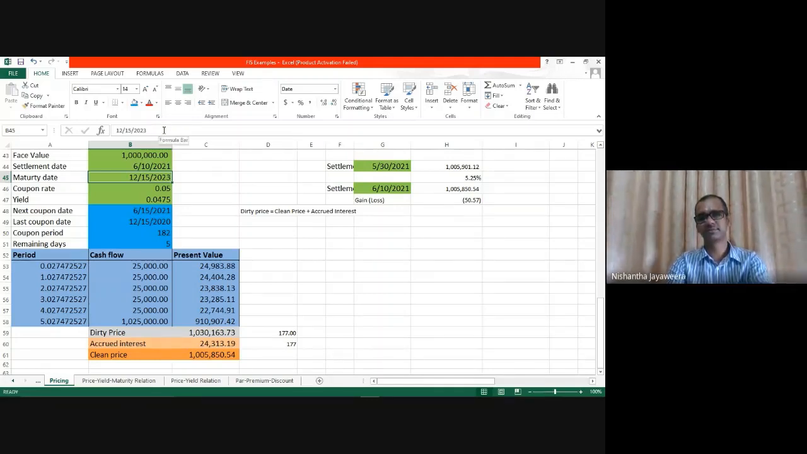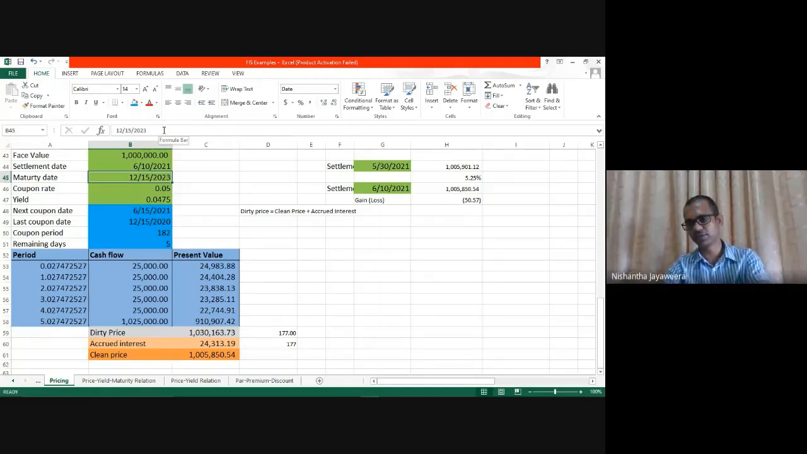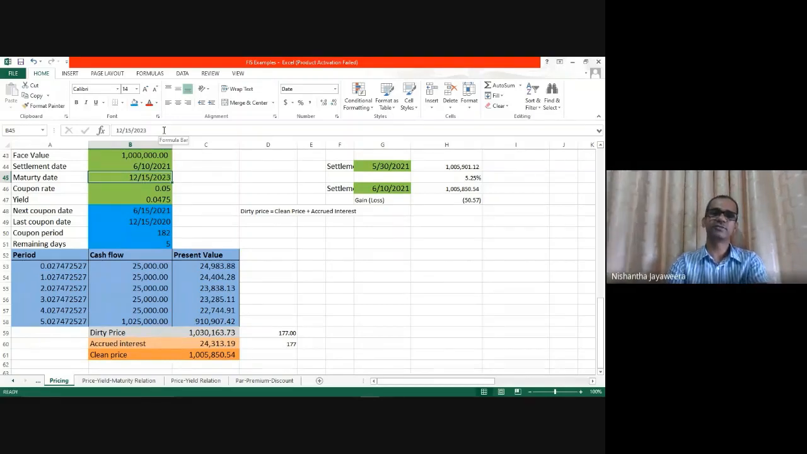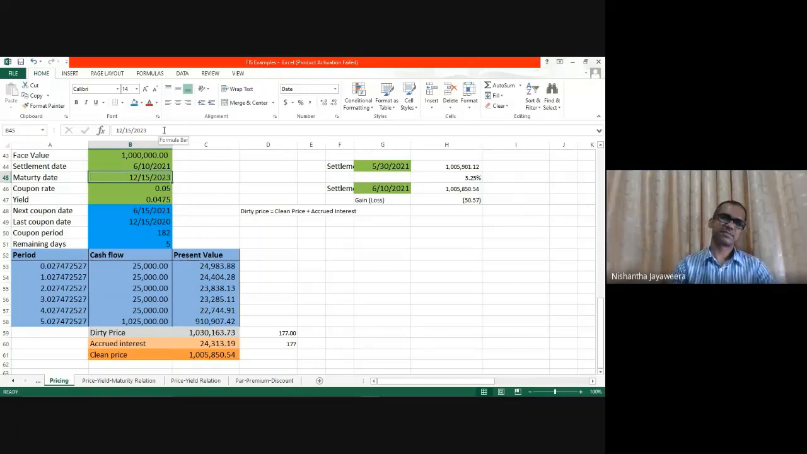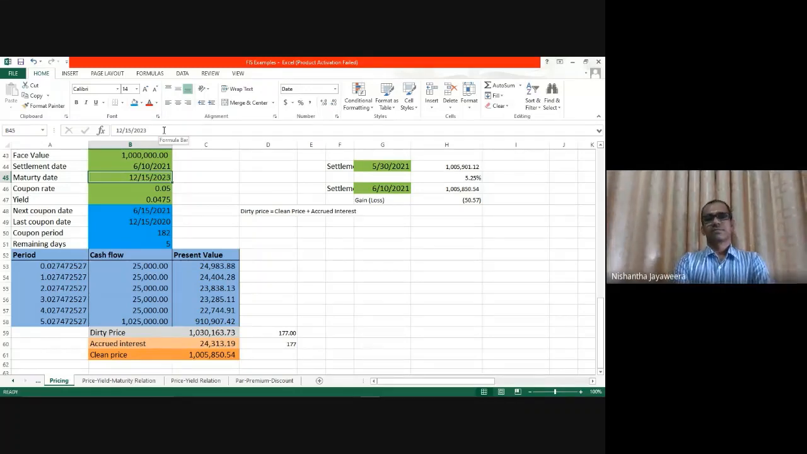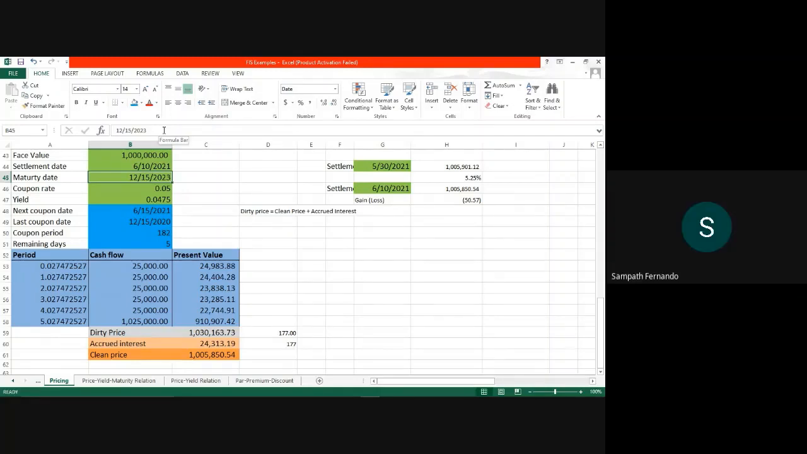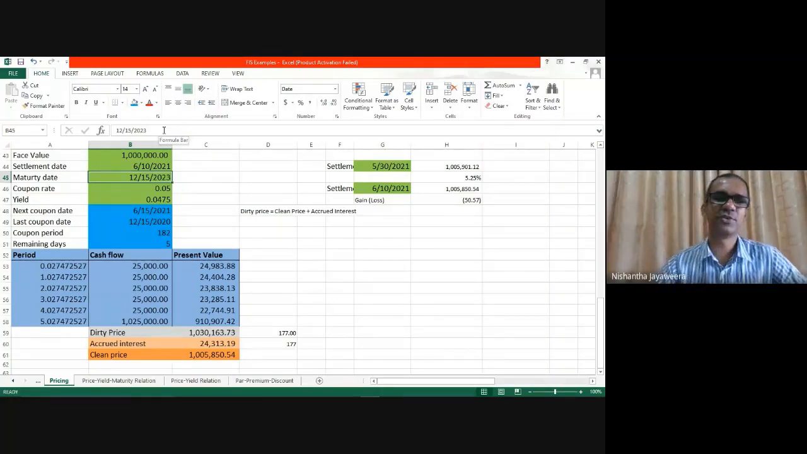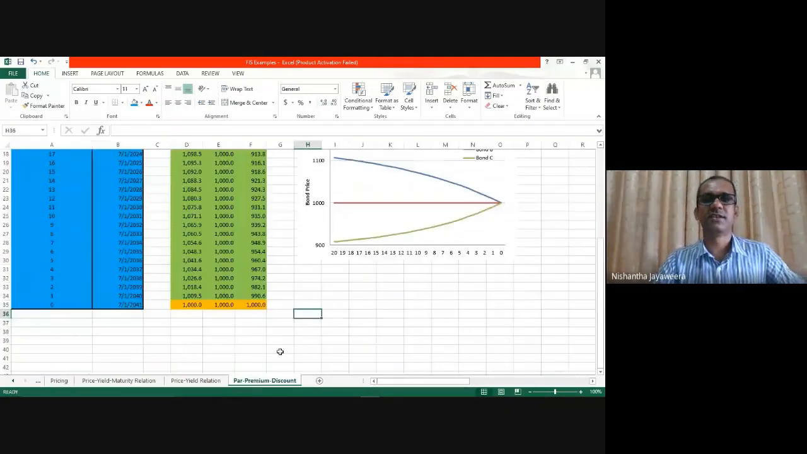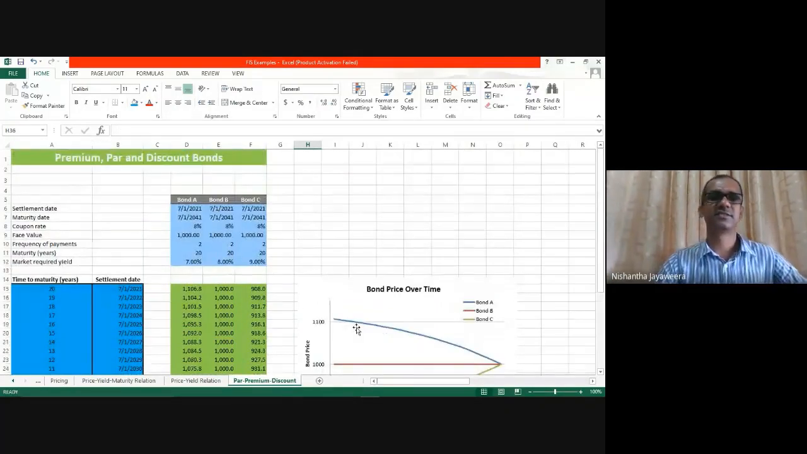Clear? Whether it gives you a profit or loss when the time gets closer to maturity depends on whether you have bought it at a premium or a discount. Is it clear? Yes, sir. Okay. If not, we'll move into that. We'll move into this slide, this sheet.